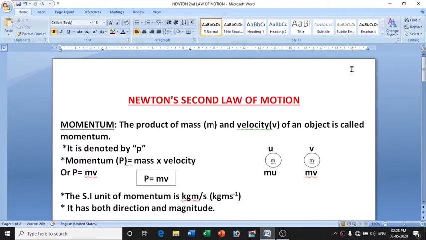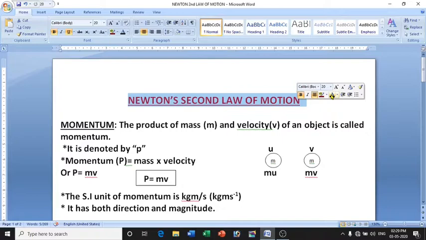So students, last class we discussed Newton's first law of motion and the law of inertia, and today we are going to discuss Newton's second law of motion, which is a very important part of the three Newton's laws of motion. And here we start. So before starting Newton's second law of motion, students, we should know about momentum.